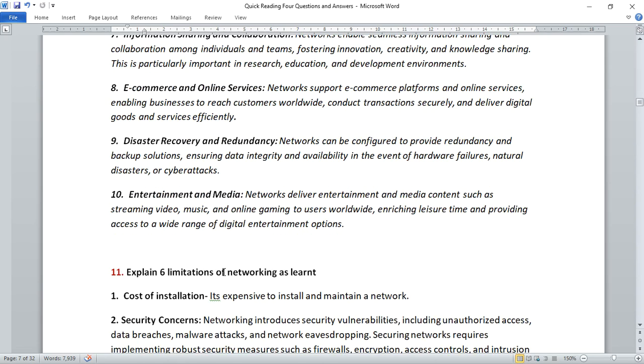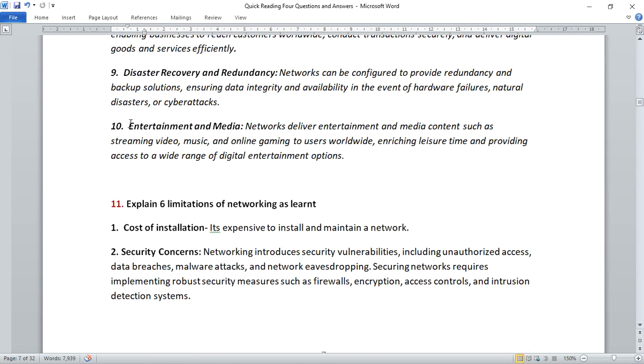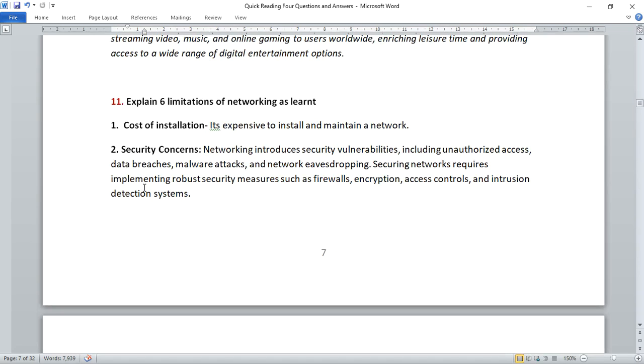So there are others there. Also, you can talk about a very important aspect here, entertainment and media. This is made possible. You can go to YouTube and other channels to get entertained. Explain 6 limitations of networking.